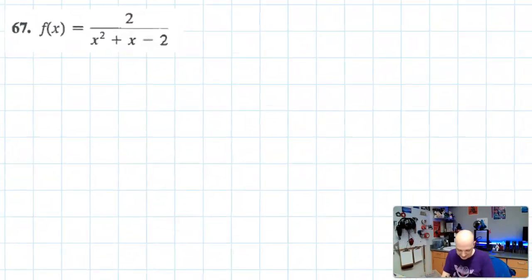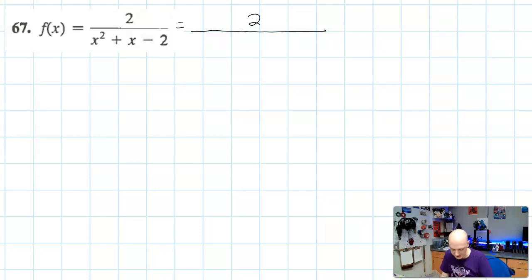All right, finally something interesting. When I say interesting, I mean something that I need to factor. So there's just a 2 on the top. On the bottom, x squared plus x minus 2 should have factors x, x, 1 positive, 1 negative to get a -2. I guess I need a -1 and a +2. So, no holes.